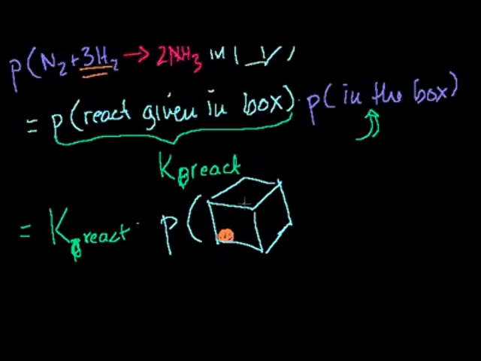So 1, 2, 3 hydrogen molecules and 1 nitrogen molecule. And we should pick a box that's small enough so that it would be indicative of how close the molecules need to get to actually react.